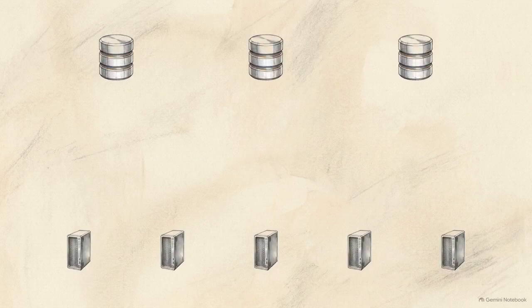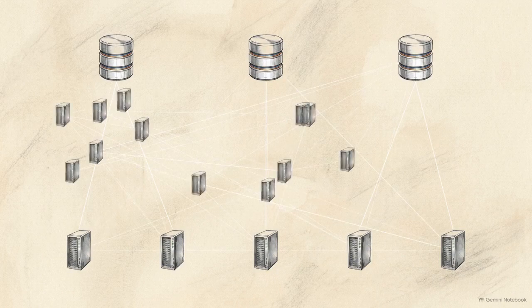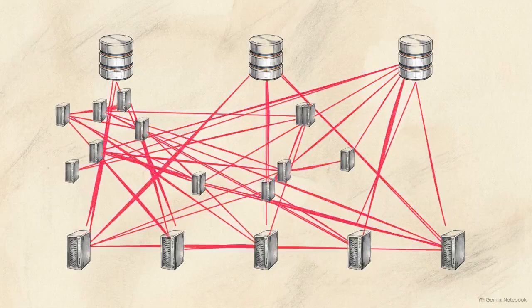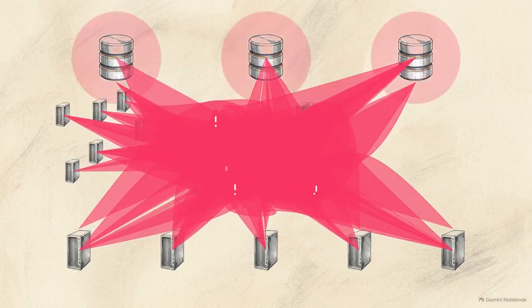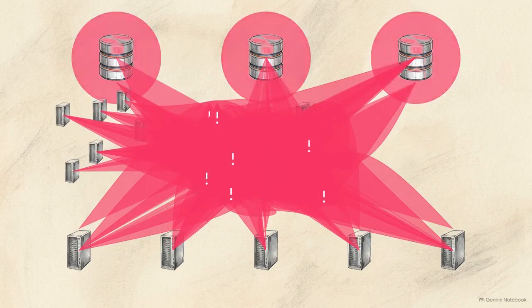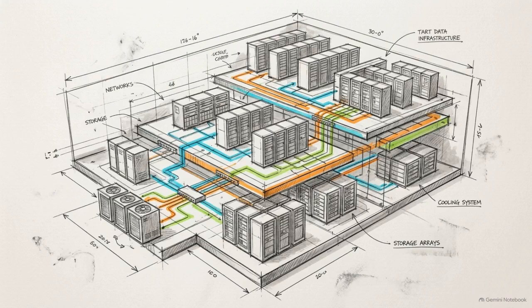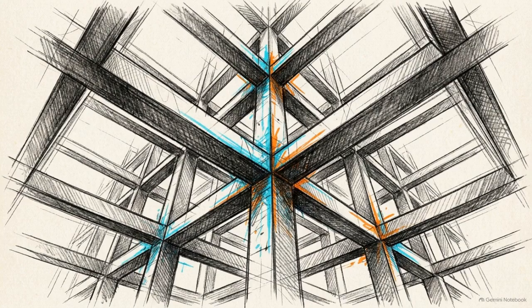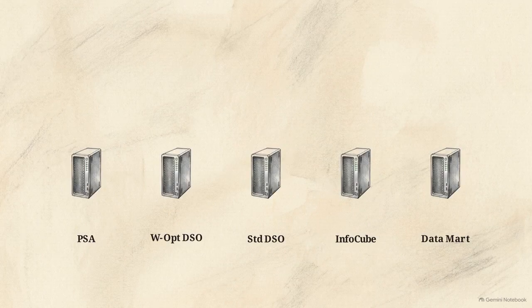As these BW deployments expanded globally across enterprises, custom modeling led to brittle, entangled dependency trees and unmanageable delta processing errors. To regain control, SAP introduced the Layered Scalable Architecture, or LSA. This was a strict engineering framework designed to enforce a highly standardized sequential data flow across every enterprise deployment. This flow diagram maps the mandatory LSA physical staging layers.